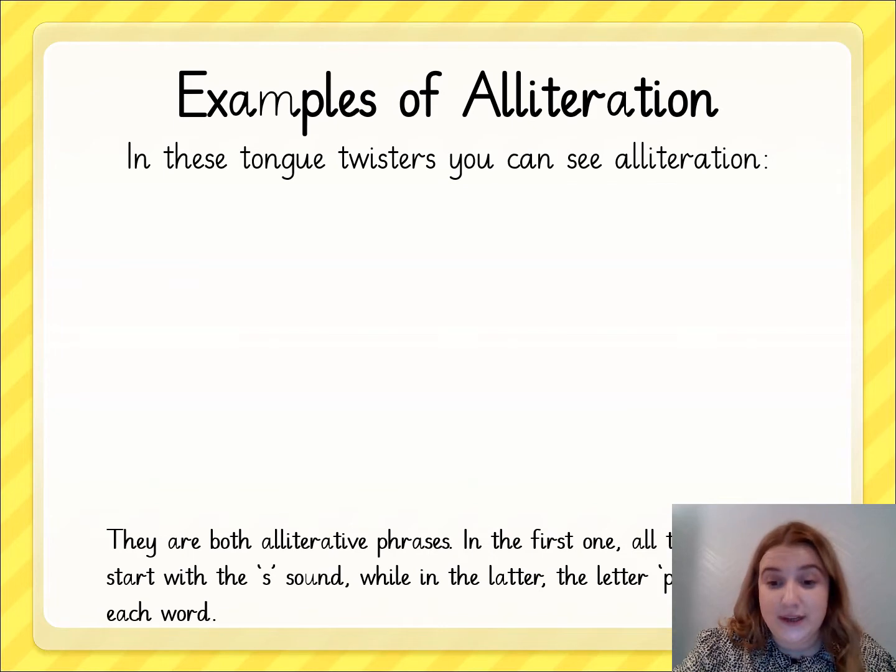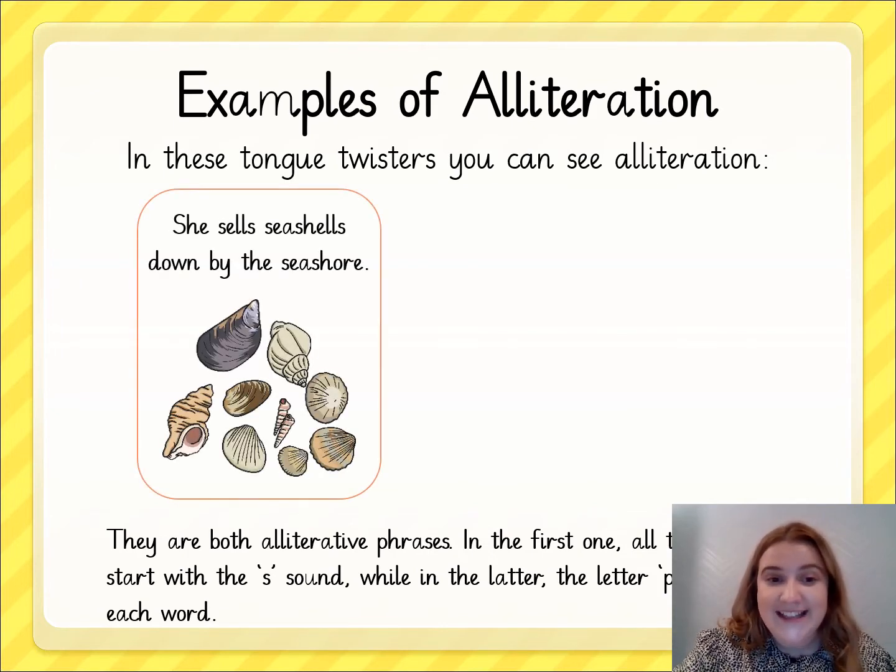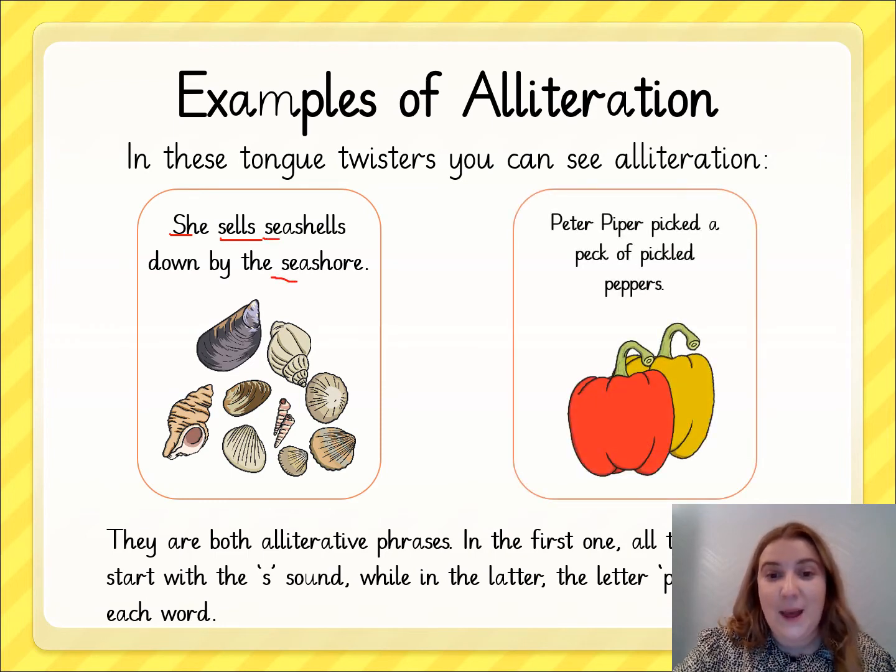In these tongue twisters, you can see alliteration. She sells seashells down by the seashore. Look at how the letters are the same. They're creating the same sound. Peter Piper picked a peck of pickled peppers. Pause the video and have a go at saying those tongue twisters.